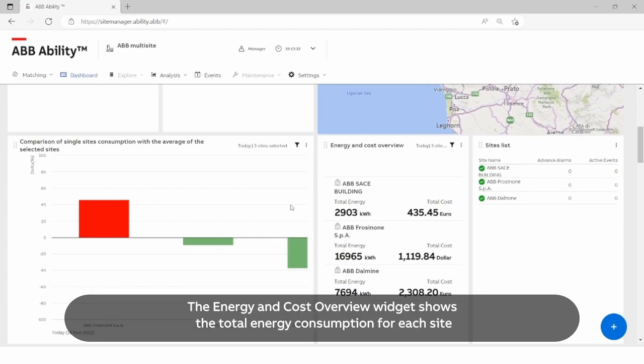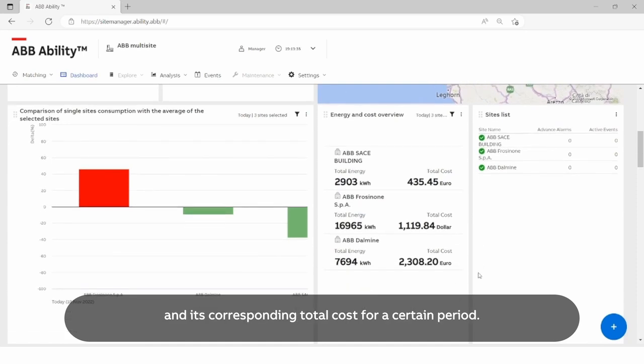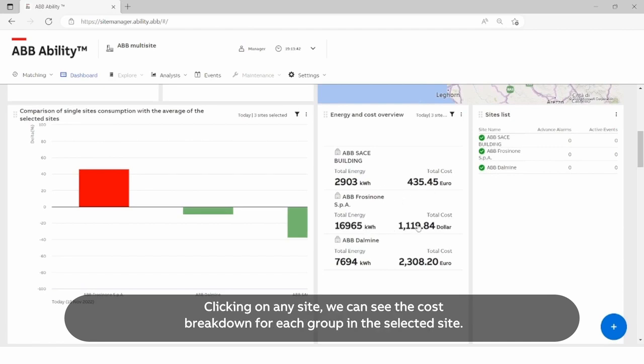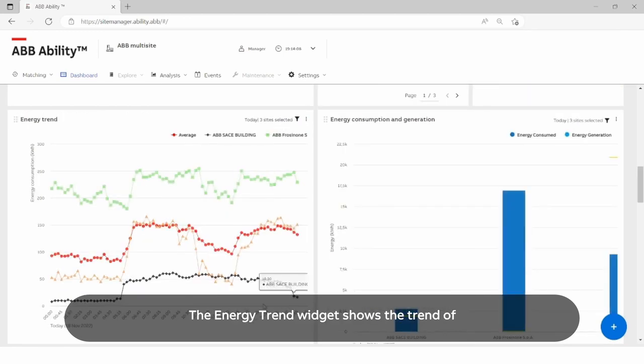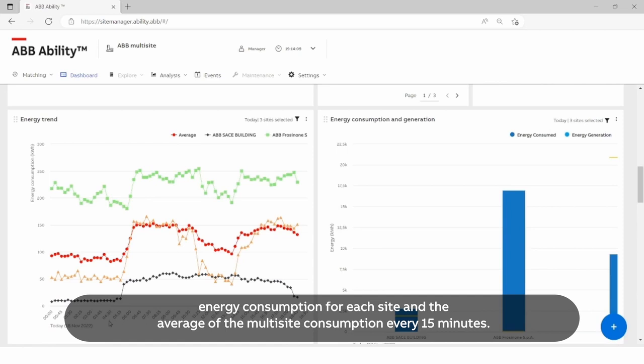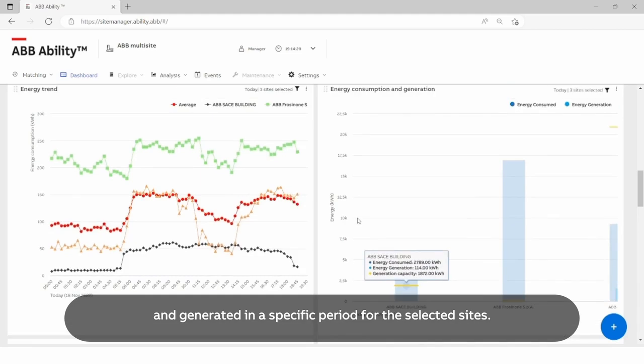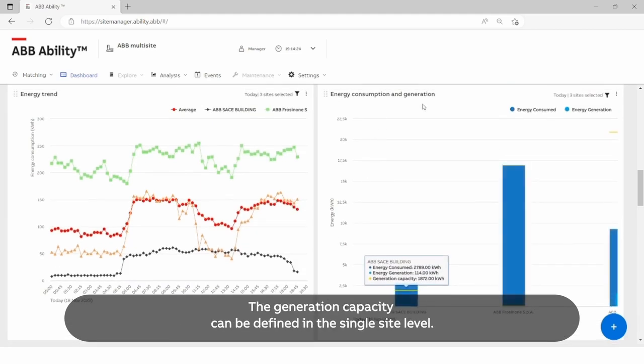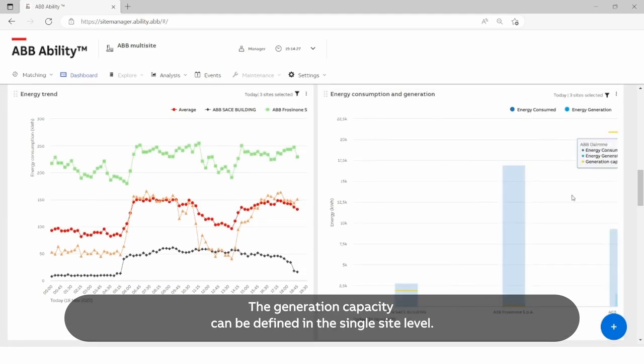The Energy and Cost Overview widget shows the total energy consumption for each site and its corresponding total cost for a certain period. Clicking on any site, we can see the cost breakdown for each group in the selected site. The Energy Trend widget shows the trend of energy consumption for each site and the average of the multi-site consumption every 15 minutes. The Energy consumption and generation graph shows the energy consumed and generated in a specific period for the selected sites. The generation capacity can be defined at the single site level.